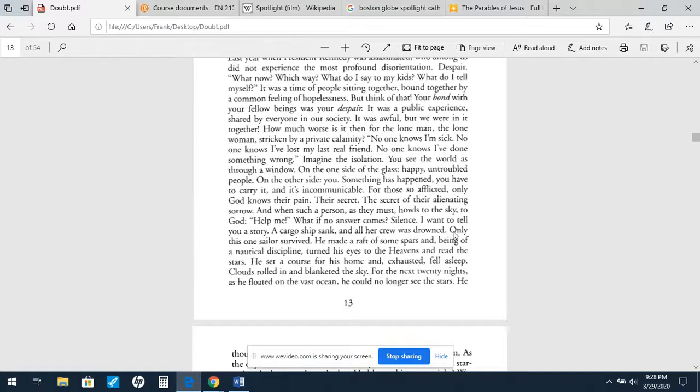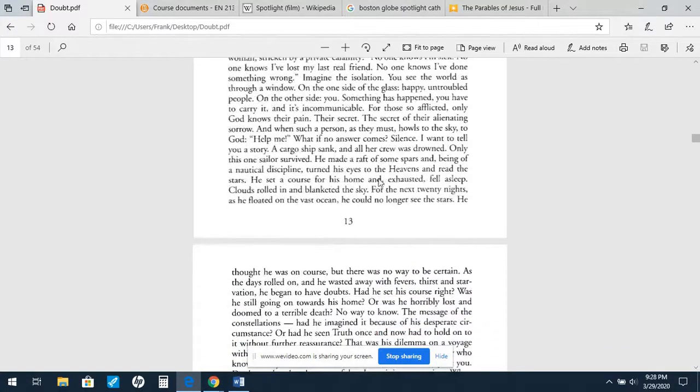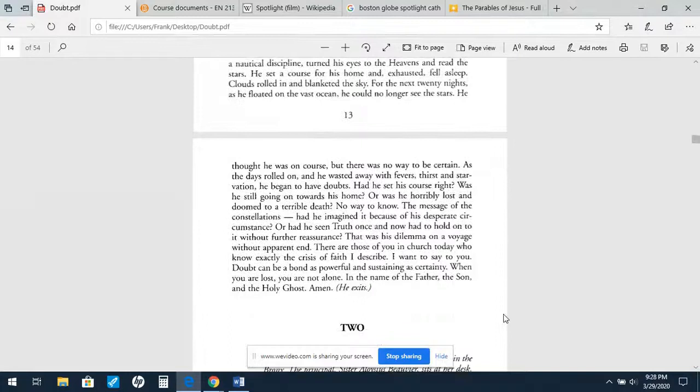The second mini parable he gives within this sermon is about a sailor who has separated from the rest of his crew after a cargo ship sank, and he's on a raft. He doesn't know where he's going. He doesn't have any way of knowing his direction. He says, "For the next 20 nights, he floated on the vast ocean. He could no longer see the stars. He thought he was on course, but there was no way to be certain. As the days rolled on, he wasted away with fevers, etc. Had he set his course right? Was he still going on towards his home, or was he horribly lost or doomed to a terrible death? No way to know." So he makes these two comparisons to kind of hammer this point home to his congregation.